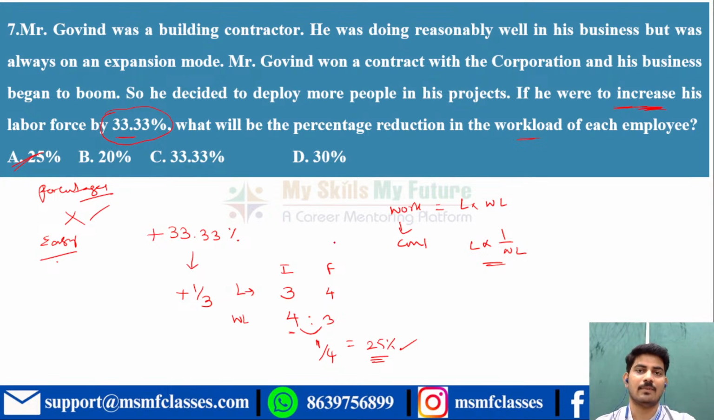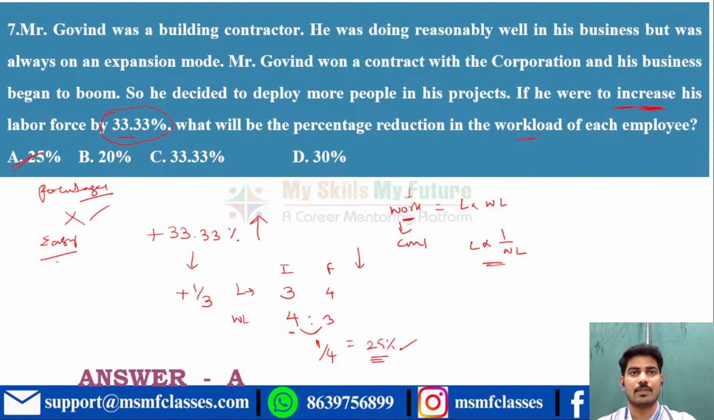And this was the correct explanation. Total work is equal to labor force into workload. When the work is constant here, why? Because he is increasing the labor force here. When the labor force is increased, the workload of those persons will also be reduced. But here the work is constant. So when work is constant, labor force and workload are inversely proportional. In the previous video also, I explained similar explanations for 2 to 3 problems in that model paper. If you missed that video, I suggest you watch that previous video as well. You will get better clarity on how to solve this type of question.